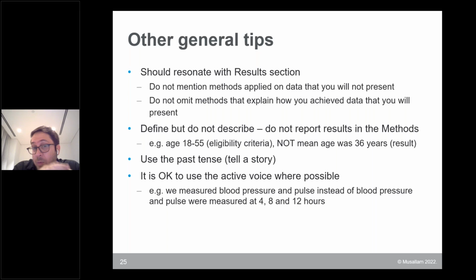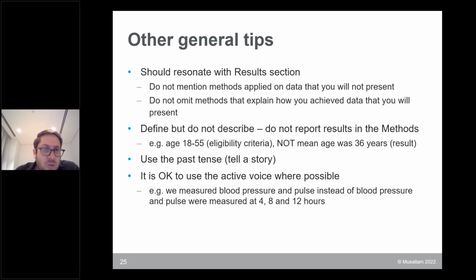Define and don't describe. Obviously, no report of results in the methods. I see a lot of people describing the mean and the gender distribution, let's say, of the population in the methods. That belongs to the results. In the methods, you need to only focus on describing the eligibility, for example, to say we included patients from both genders, we included patients above 18, but you don't report the final mean of your population that you ended up with. Always use the past tense.